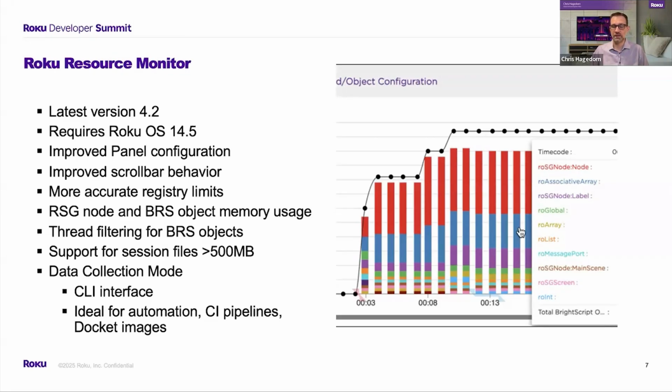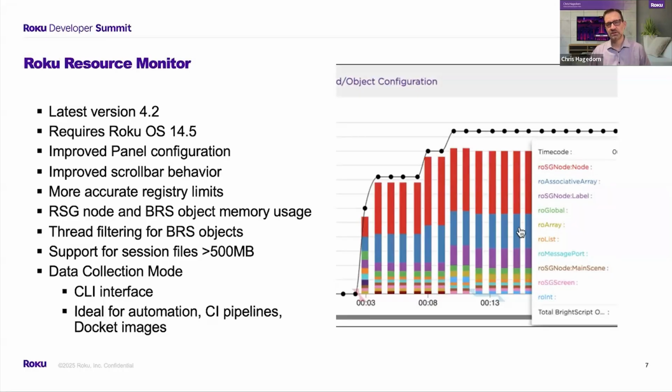And I'll also show you that in a little more detail later on. We added thread filtering to those same two panels. So scene graph nodes, BrightScript objects, you can now, in both of those panels, filter by thread. So if there's a specific thread in your channel that you want to see data about, you can now do that easily. We added support for very large session files.